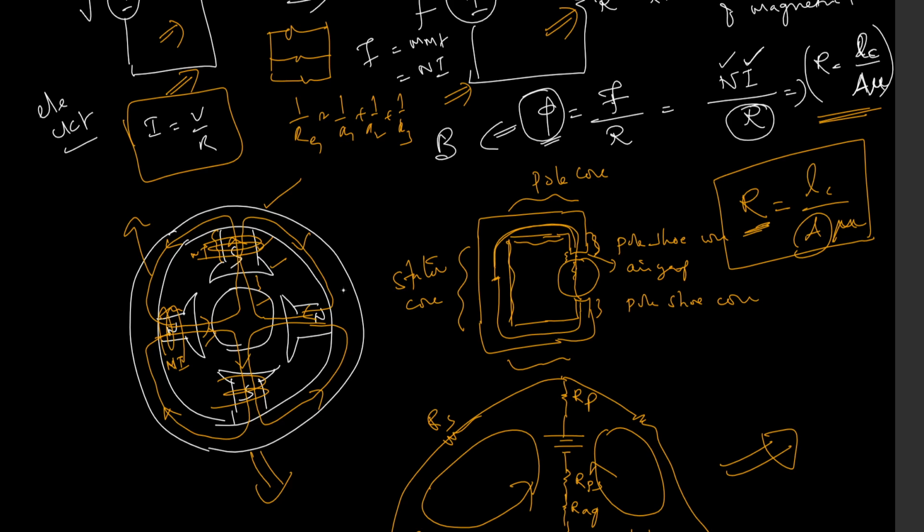Okay, so in today's class we have discussed how to mitigate the commutation problems, and those are manually shifting the brush positions, which is obsolete and has many drawbacks. Next one is interpole placement. Interpole placement will nullify the shift in magnetic neutral axis, but it will not eliminate the weakening of the flux.